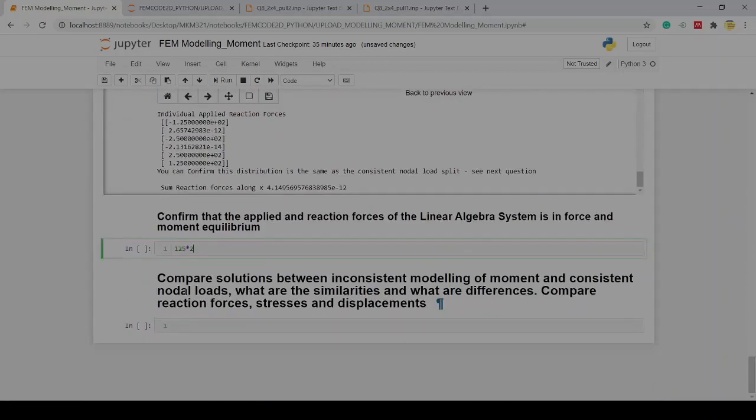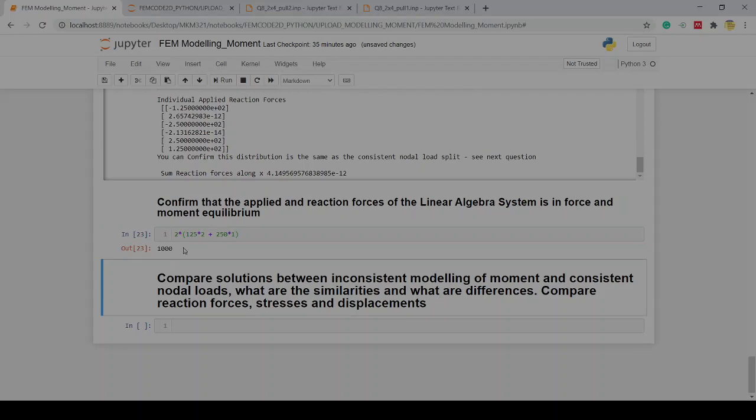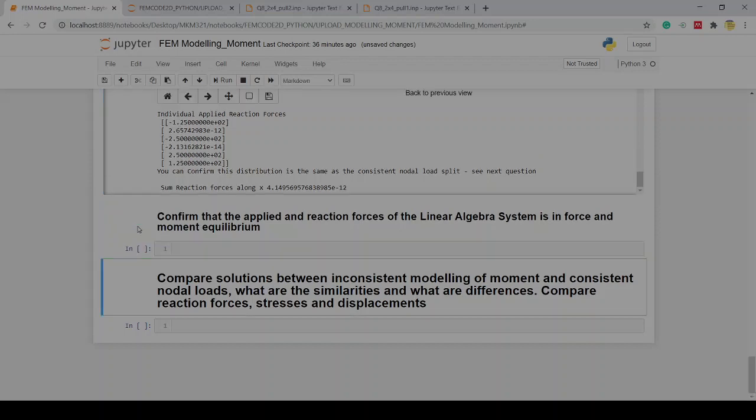So that's what I'm going to do now. 125 times 2 plus 250 times 1 millimeter, and that's going to be only half of the story. That's the bottom, and the top one is going to add the same. It's the same direction. It's going to be twice that. There's 1,000 Newton millimeters, or 1 Newton meter. You can see nodal equilibrium in terms of newtons is sorted out. Nodal equilibrium in terms of the consistent nodal loads is sorted out, because these reaction forces are cancelling the consistent loads that we applied. So this makes sure that the sum of moments and the sum of forces in x and y are all in equilibrium. Beautiful.